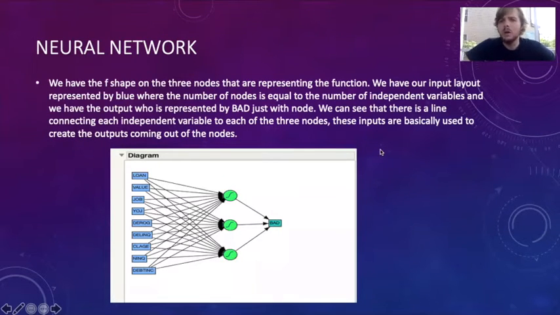Okay, so now I'm going to be talking more about the structure of the neural network. So we have the three nodes that are represented by the activation function. We have our input layer represented by blue, where the number of nodes is equal to the number of independent variables. We can see there's a line connecting each independent variable to each of these three nodes, and these inputs are basically used to create the outputs coming out of the nodes.